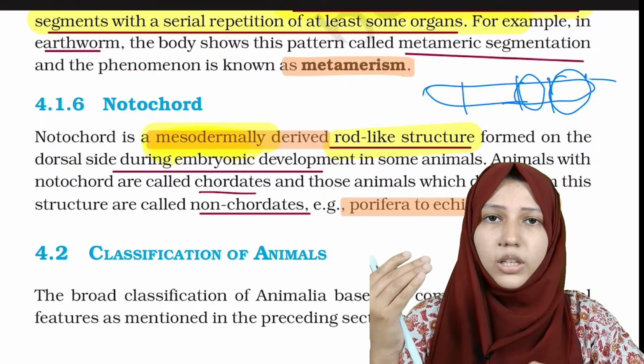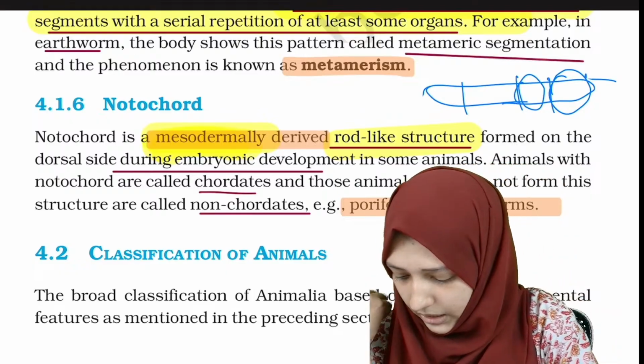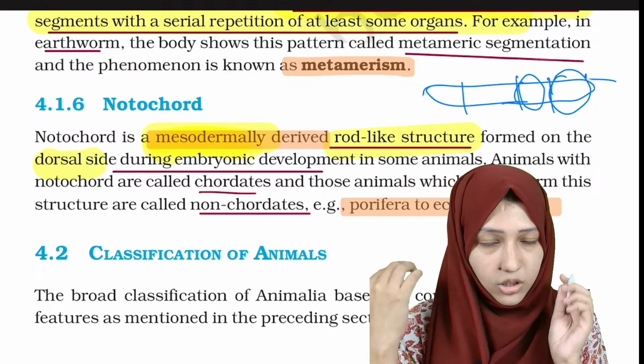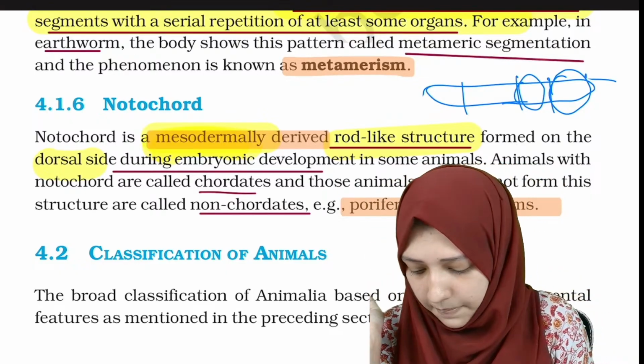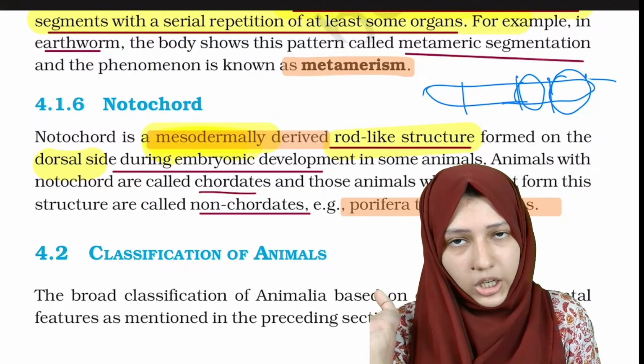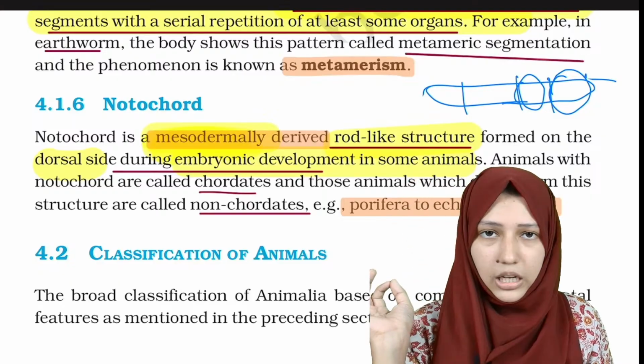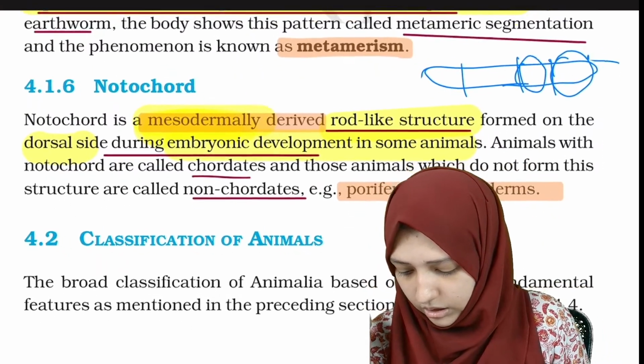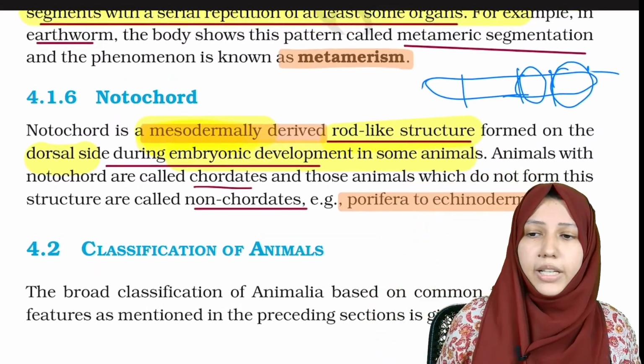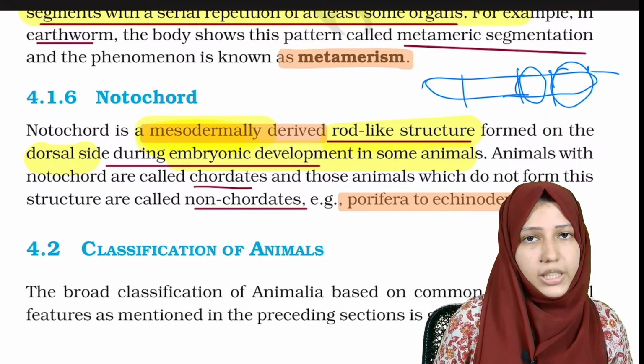So this notochord is present on the dorsal side. This is also something they can ask as a statement: a rod-like structure, mesodermally derived, on the dorsal side during embryonic development. Okay, clear? Animals with a notochord are known as chordates, and those without a notochord are known as non-chordates.